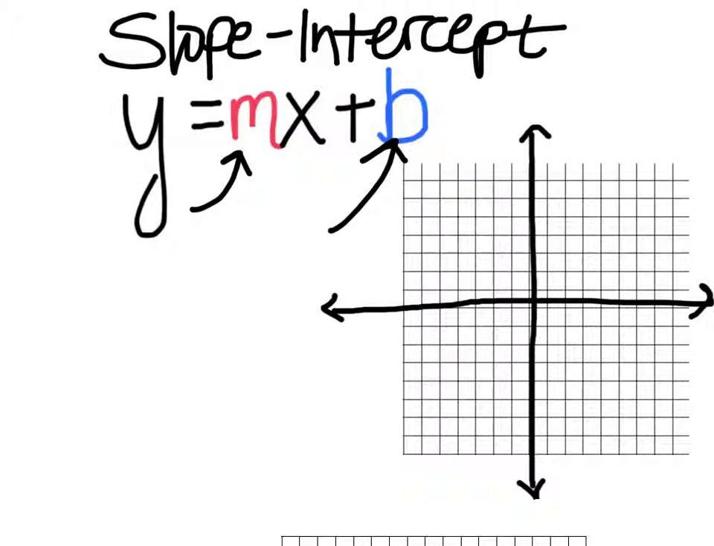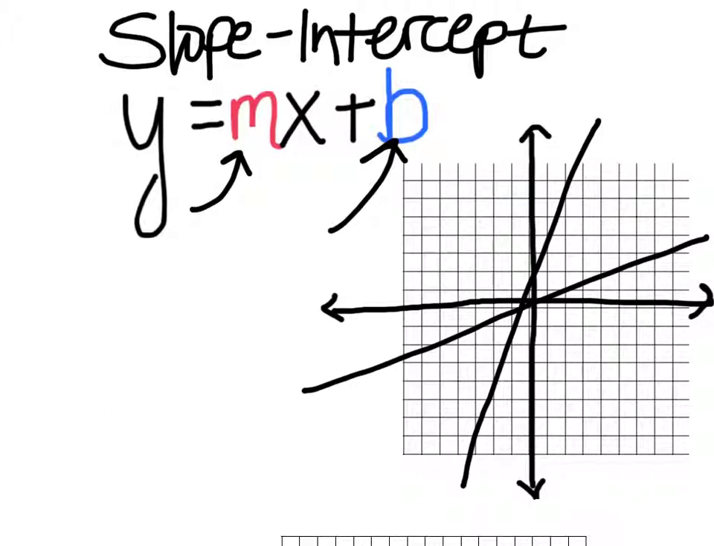So this number m here first, our slope, tells us how steep our line is going to be. So a bigger m is going to give us a line that is steeper, whereas a smaller m is going to give us a line that is much less steep. And that b number tells us the point, like right here, where a line crosses the y-axis, which is the vertical axis here. So let's look at an example with this.